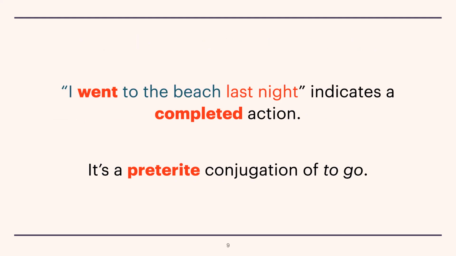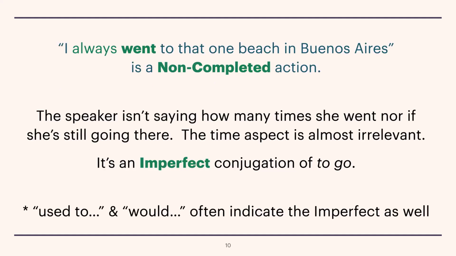Okay, I went to the beach last night. That's a completed action. That is a preterite conjugation of the verb to go. But I always went to that one beach in Buenos Aires. That's a non-completed action. And that doesn't imply the person is still there, but it means that the time aspect is almost irrelevant. It's an imperfect conjugation.